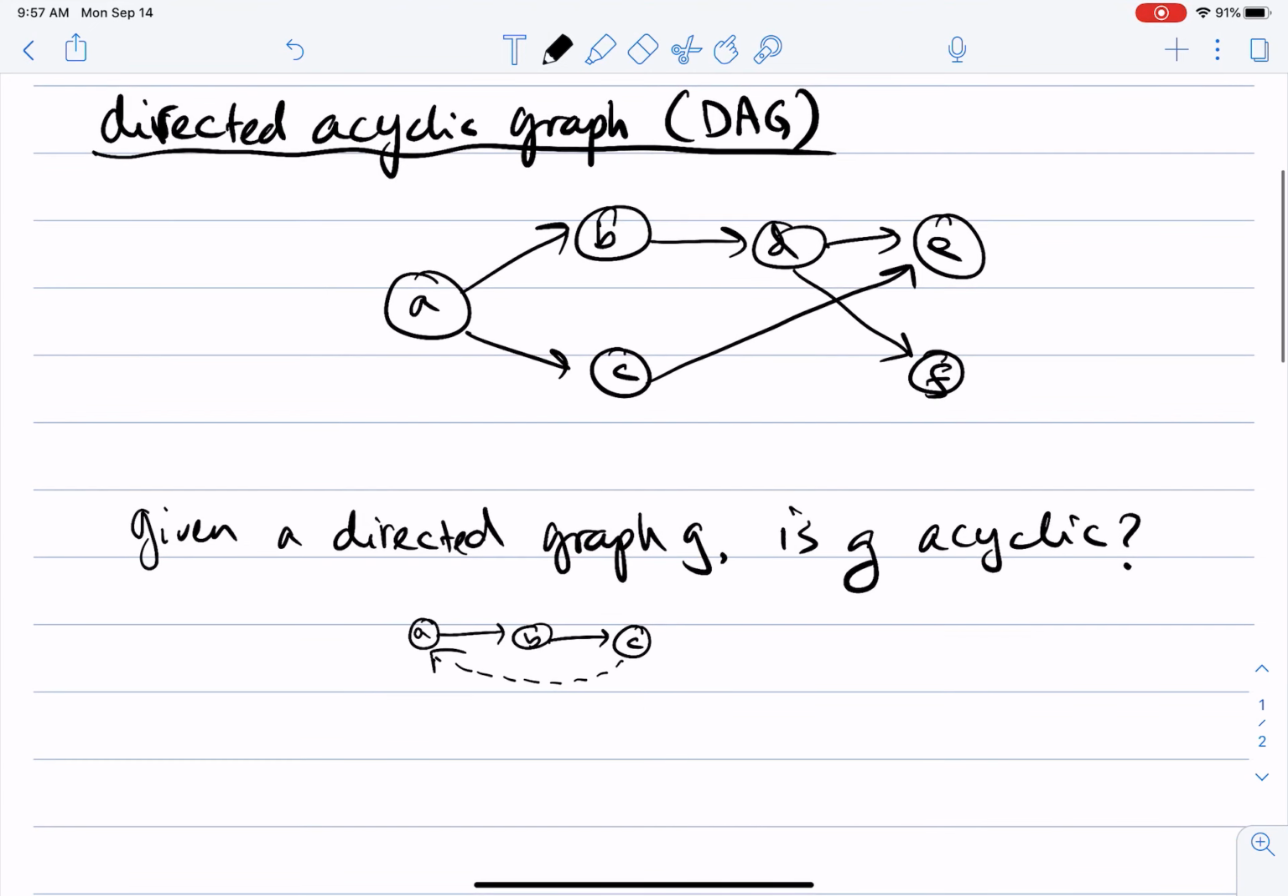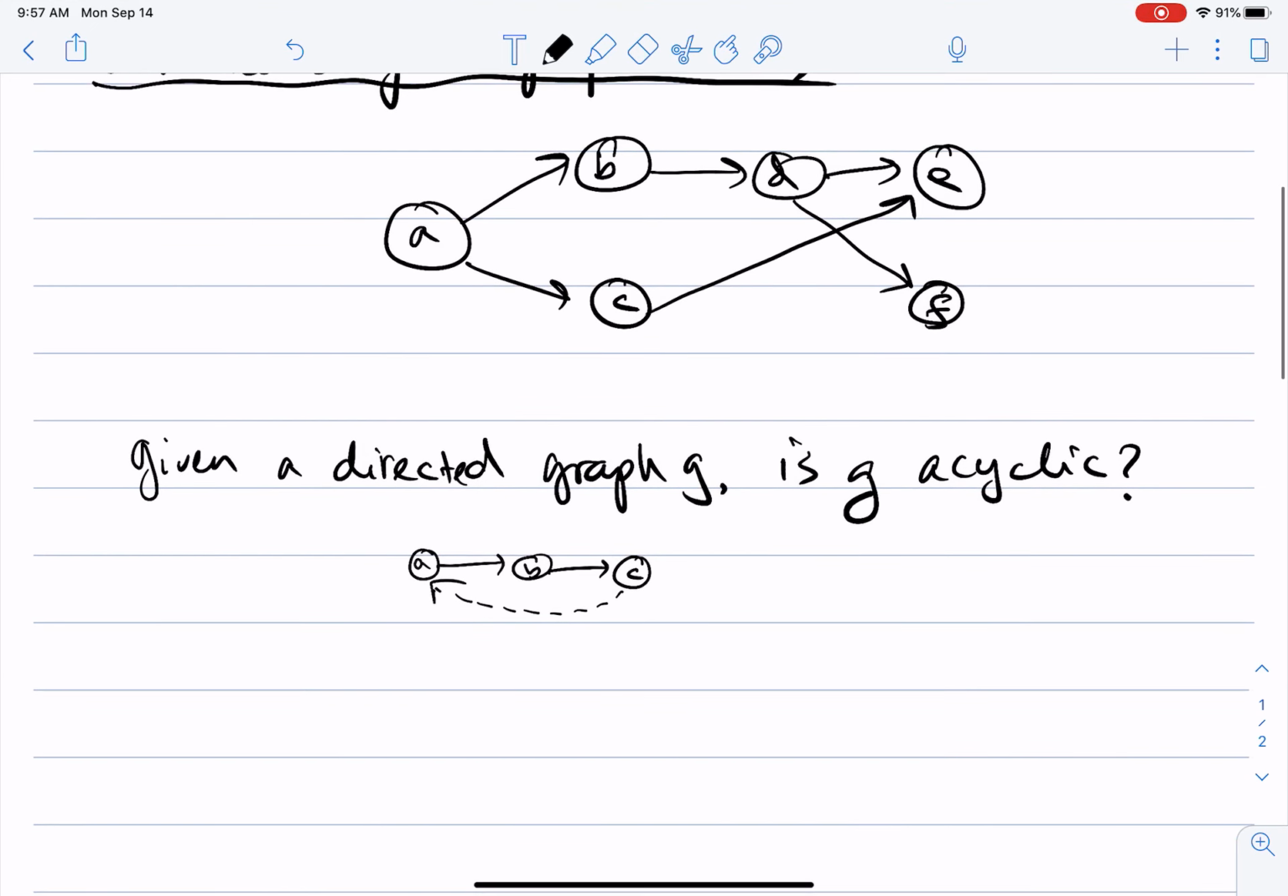The second task that we want to do is what we call topological sort.